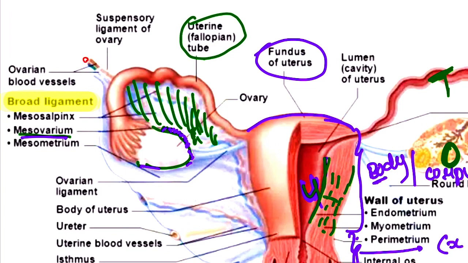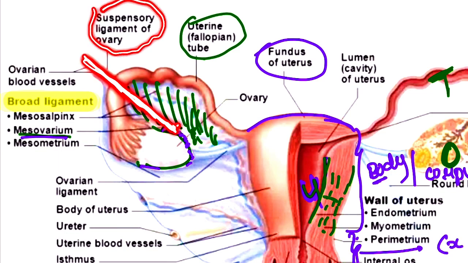Now talking about ligaments, if you look carefully, we see one ligament right here. This ligament, attached to the ovary, is called the suspensory ligament of the ovary, or the infundibulopelvic ligament. It attaches the ovary to the lateral pelvic walls.